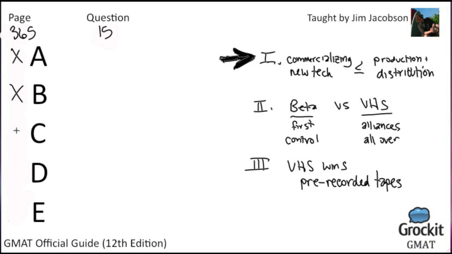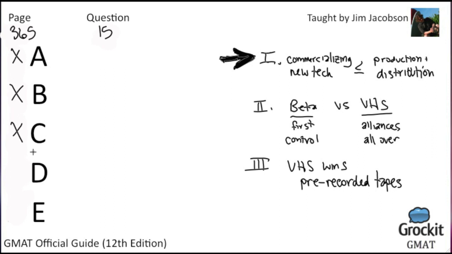C, retaining a strict monopoly on the production of pre-recorded videotapes. Now, if anything, that's not true, because there was this perception of pre-recorded videotapes in VHS format being more widespread. Therefore, it is unlikely that they had a strict monopoly on its production, but there's also nothing about a strict monopoly on the production of the pre-recorded tapes, so not that.